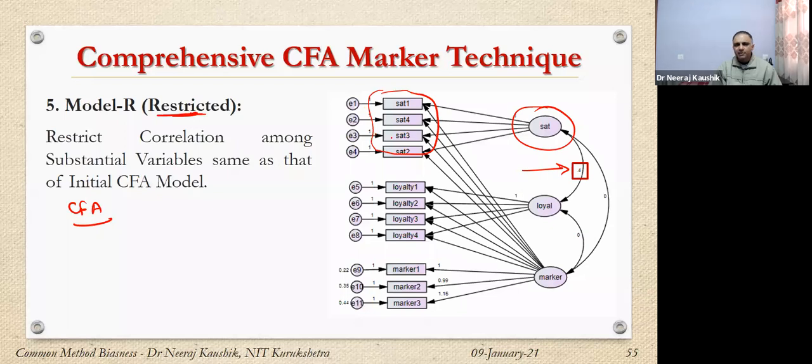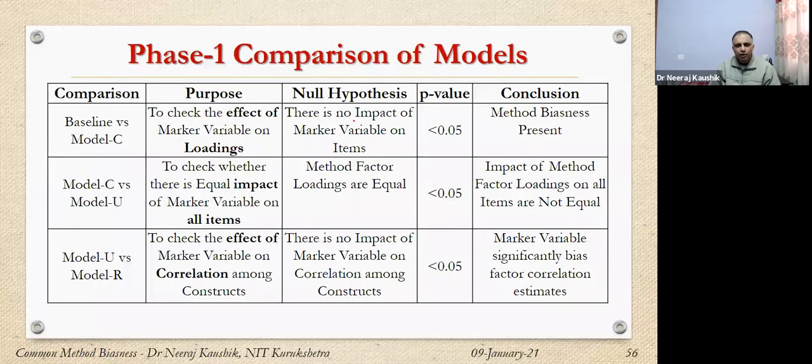So there is a 3-step process here that we will do. These are the 3 things we will do: baseline and the models. They will check the 3-step processes. Step number 1, we will simply see whether the impact is there or not.